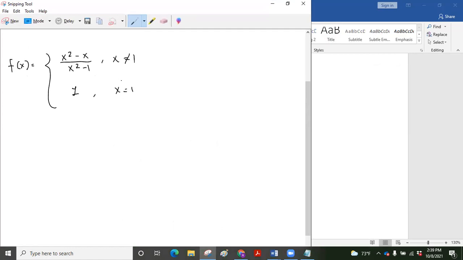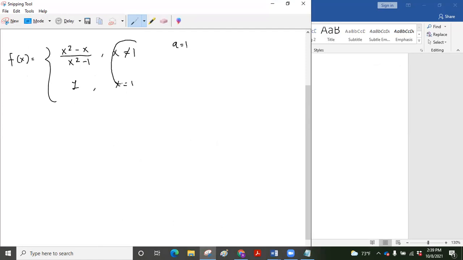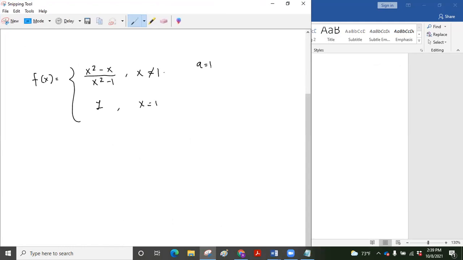What I'm trying to say here is that I want to check whether or not the function is continuous at a equals 1, at the value of 1. Or it's asking at which x values the following function is continuous. I know that it's doing something weird at 1, so I want to check using algebra.